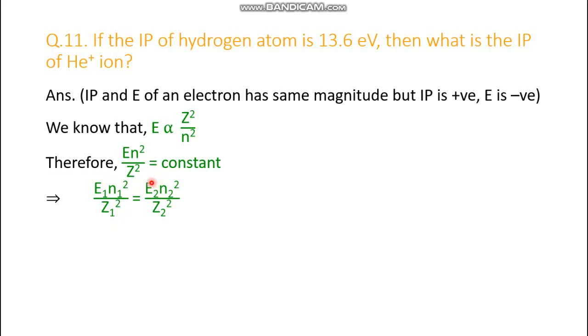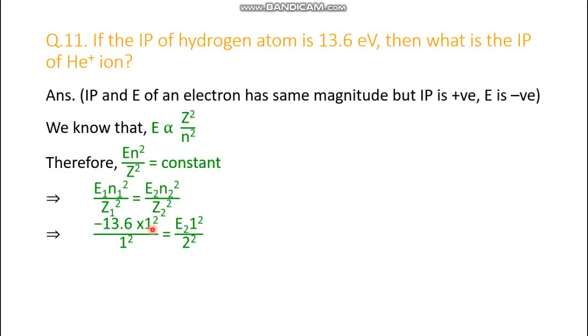E2, we have to find out this value. Now n2 is for the first orbit of helium. This is not the Bohr orbit, it is the orbit of the helium plus ion, so here also the value should be 1. On the other hand, Z2 must be 2 here, because this is helium and its nuclear charge, or atomic number, is 2. So these values are put here.